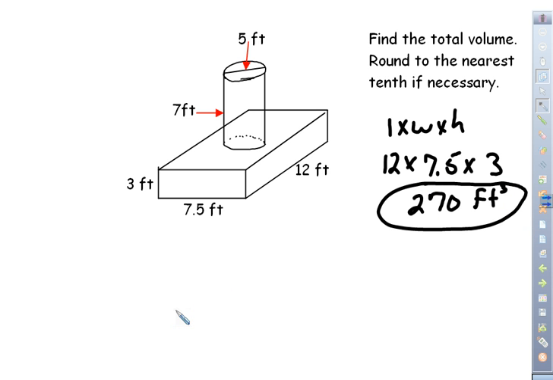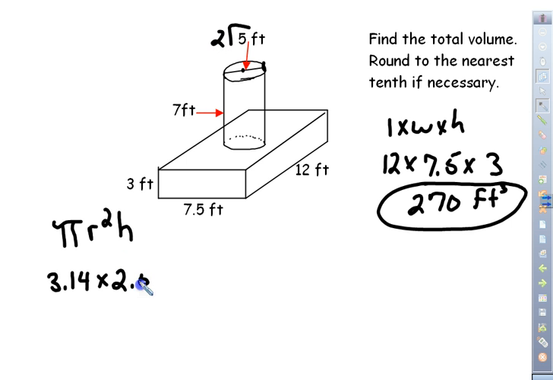Now I've got to use my formula for the volume of a cylinder. And the formula for that is pi r squared times h, the height. So plug those in, so 3.14 times the radius. Well, now what did they give you here? They gave you the diameter. Therefore, we've got to find the radius, so we're going to divide this by 2, which gives me 2.5 or 2 5/10, times the height, which is 7. So multiply those together. Let's not forget this is squared.